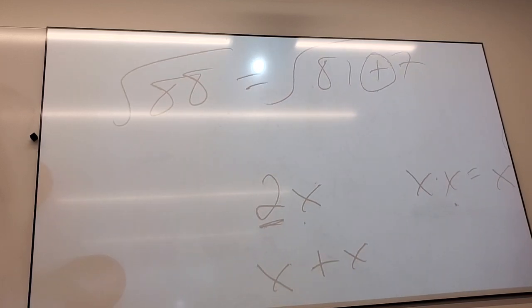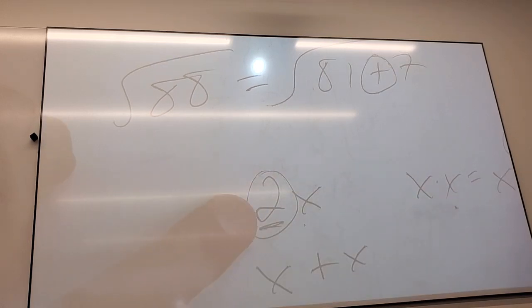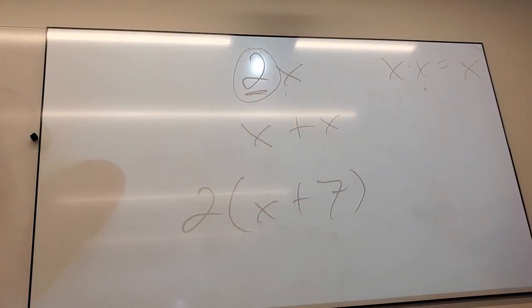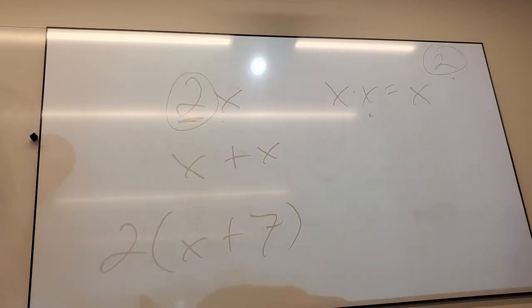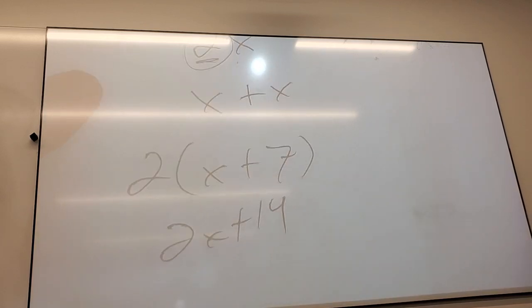You with me? So watch this. Do coefficients distribute across addition? Of course they do, because coefficients are based on addition. Are you with me? So this would be 2x plus 14. You all know that, right? That's the good old distribution property, right?